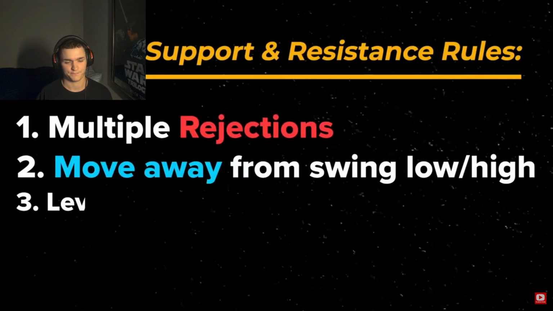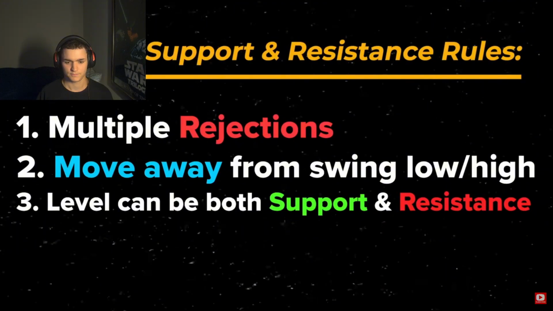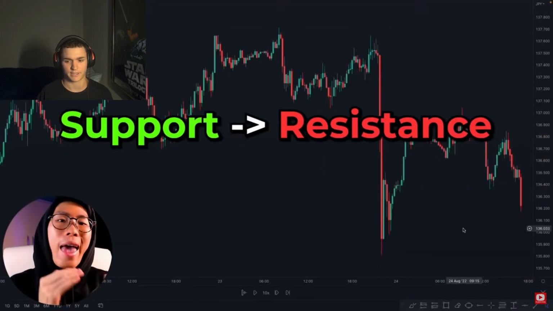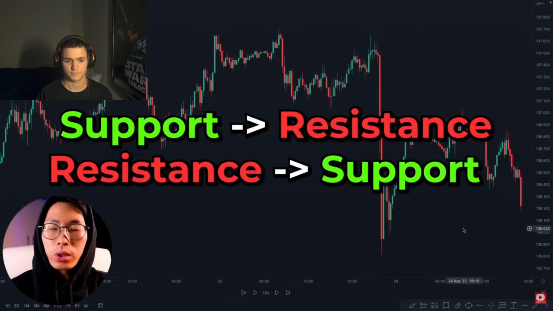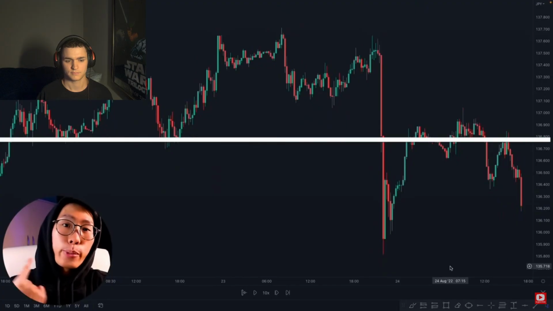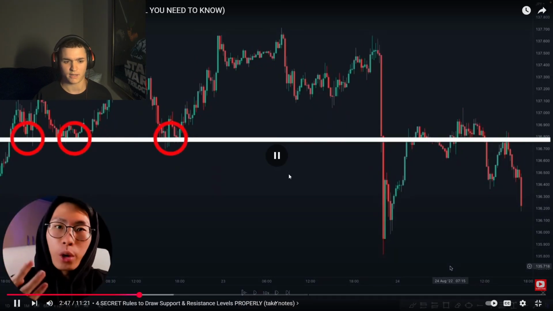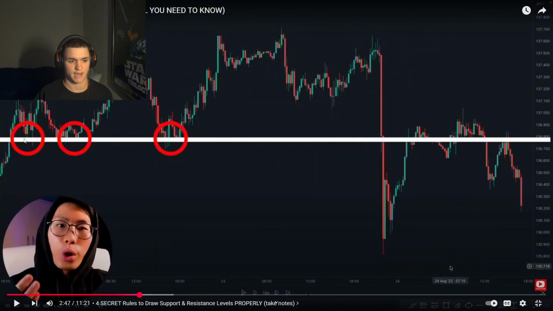The next rule is that a level can be both support and resistance. Support can become resistance and resistance can become support. You can draw a support level right here because price reversed 3 times. I'll tell you right now what's going on in this. We have this level. We swept the low right here, right?